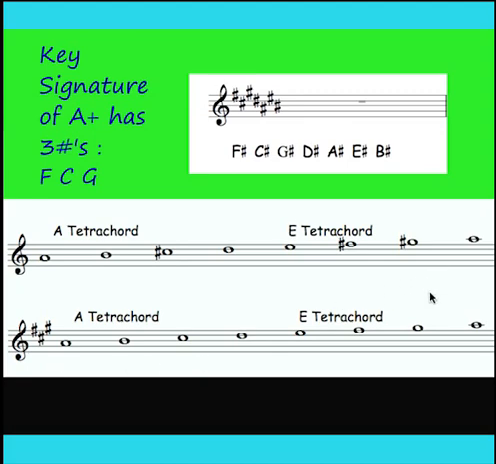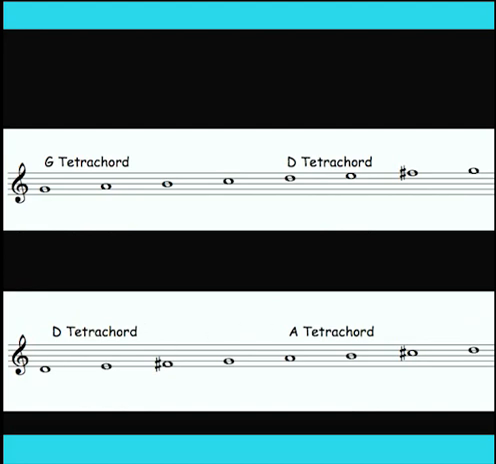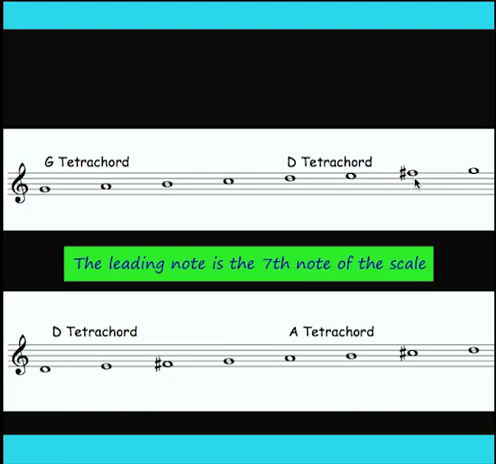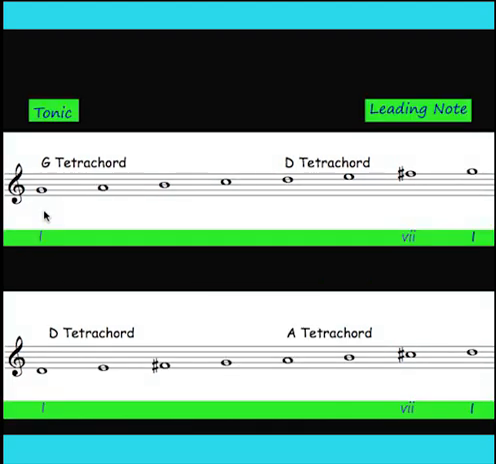The new sharp that's always introduced, that we're adding in what we call the order of sharps, is always going to be on what we call the leading note, or the 7th note of the scale. The tonic is the first and last note of the scale. The leading note is always the 7th note of the scale. We know from constructing tetrachords that this is always a half step apart.